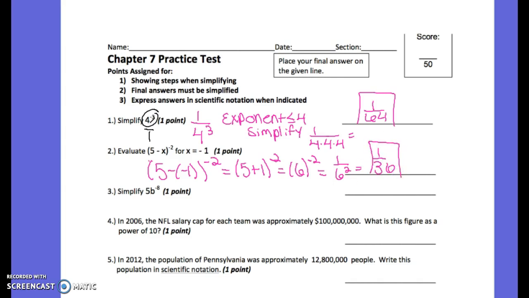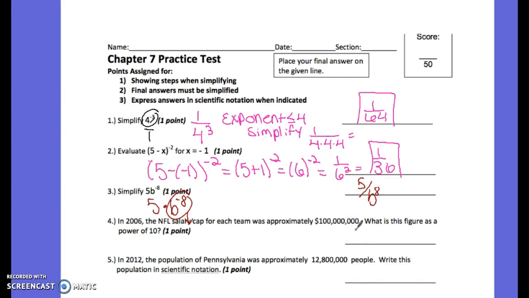Number 3, make sure, I see a lot of people make mistakes. This is 5 times b to the negative 8. So b to the negative 8 is the only thing that needs to go down. Your 5 stays on top. So you get 5 over b to the 8 for your answer.